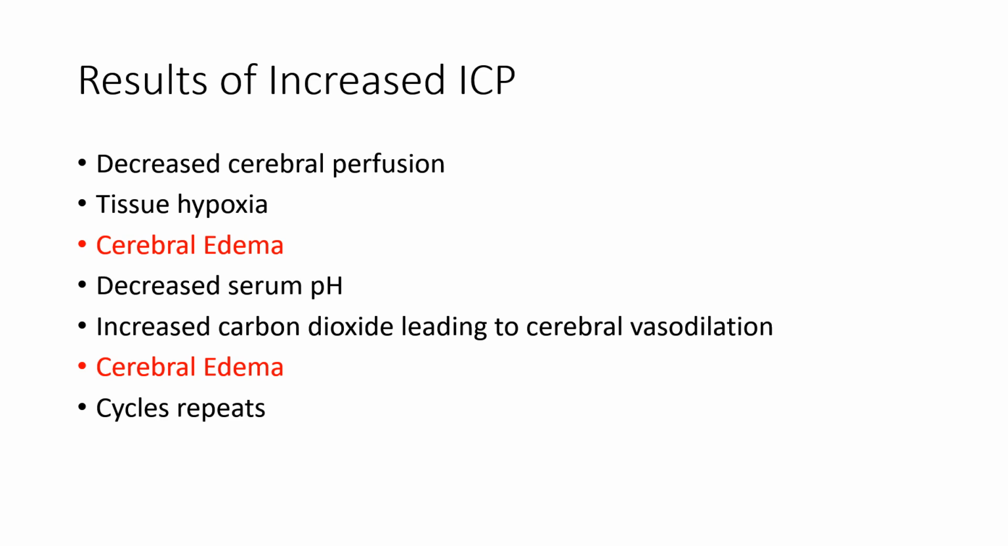The next step is that with the cerebral edema, the serum pH of the body changes. It decreases. This causes an increased carbon dioxide level, which causes cerebral vasodilation. Vasodilation then causes more cerebral edema, and the cycle repeats itself. So all the measures that we will use to decrease intracranial pressure are aimed at decreasing cerebral edema.